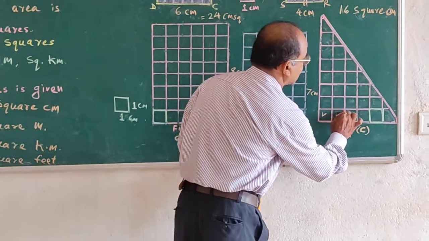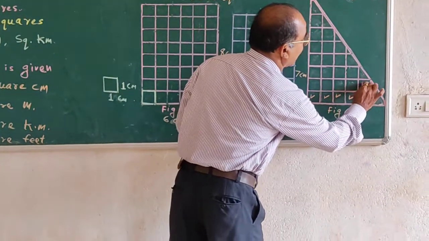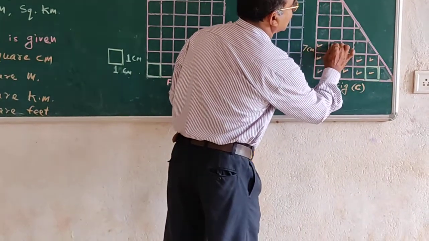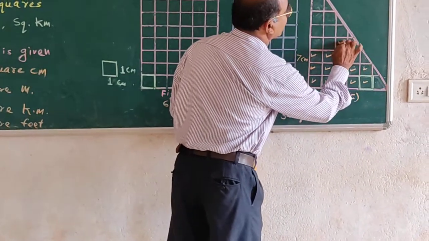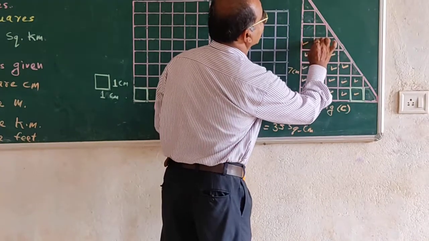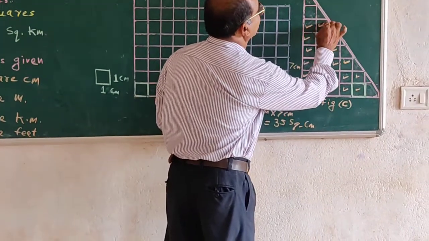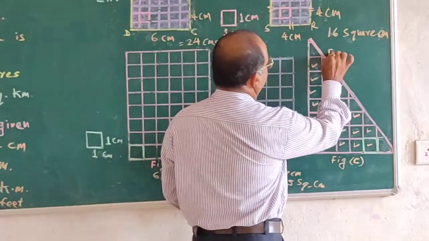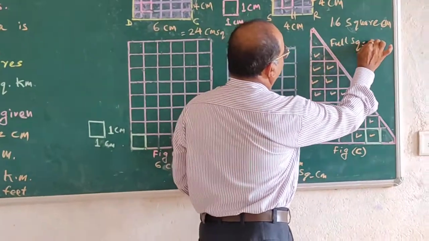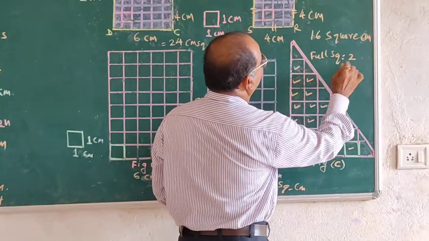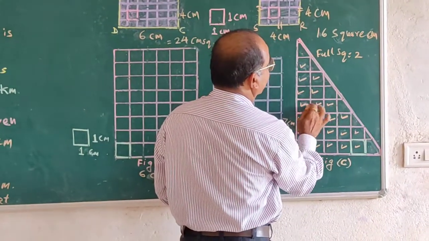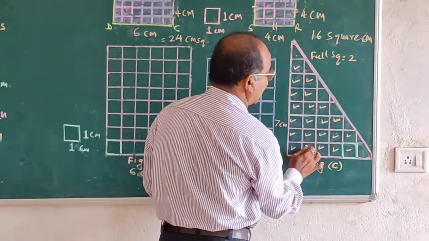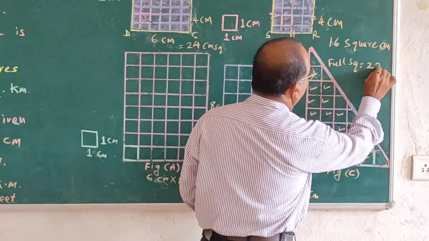I mark 1, 2, 3, 4, 5, 6, 7, 8, 9, 10, 11, 12, 13, 14, 15, 16, 17, 18, 19, 20, 21, 22. So we are getting 22 full squares.